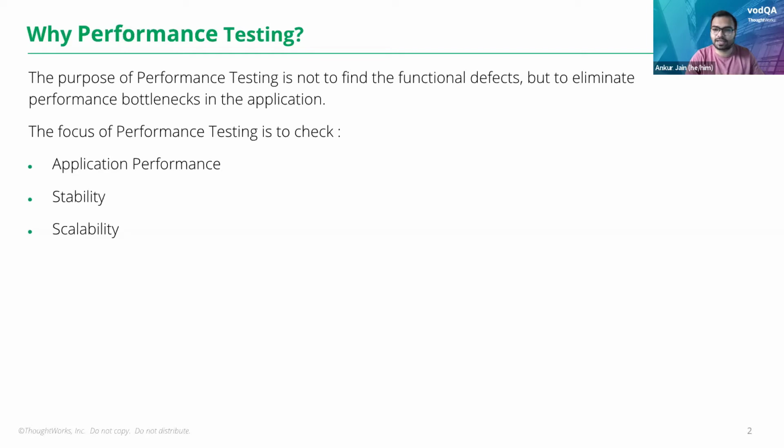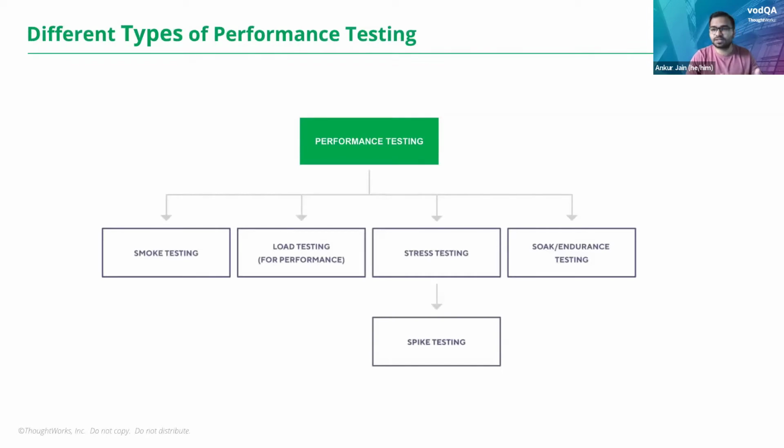Then there are scalability issues. For example, if you want to scale up from one set of users to a larger number, let's say 100 to 500, you might face some issues. That's where you use performance testing. As I said, at different stages you can use different types: smoke testing, load testing, stress testing, soak or endurance testing, and within stress there's also spike testing.